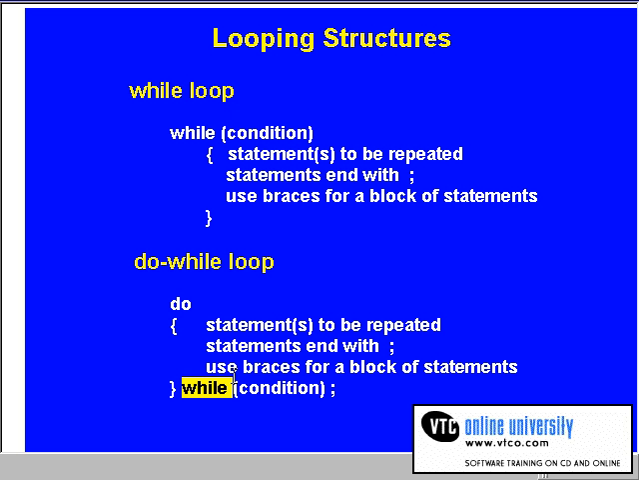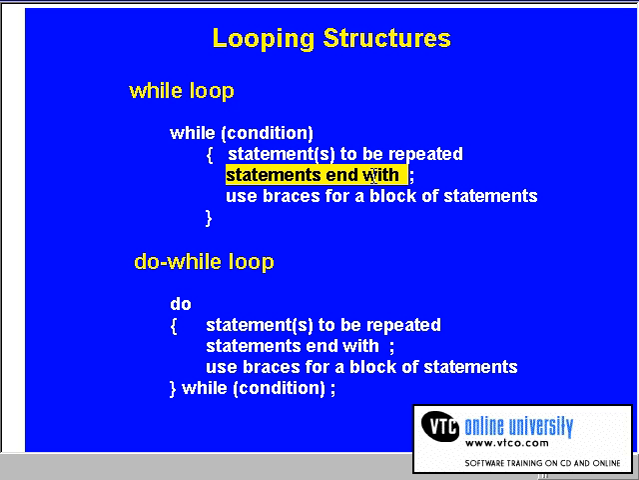In both cases, with the while loop and the do-while loop, statements will end with a semicolon whether they are in the braces or not. Note that there is also a semicolon at the end of the while condition with the do-while loop. There is not, however, a semicolon after the word do.